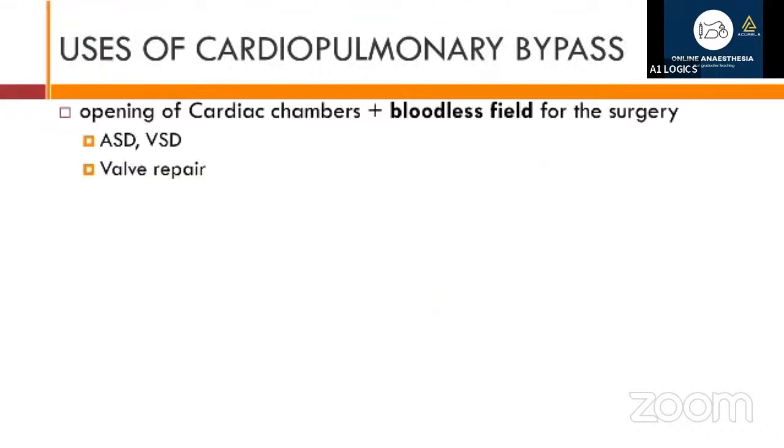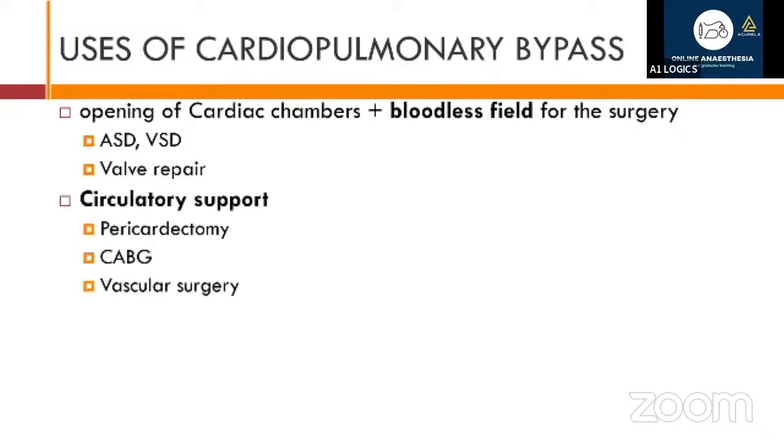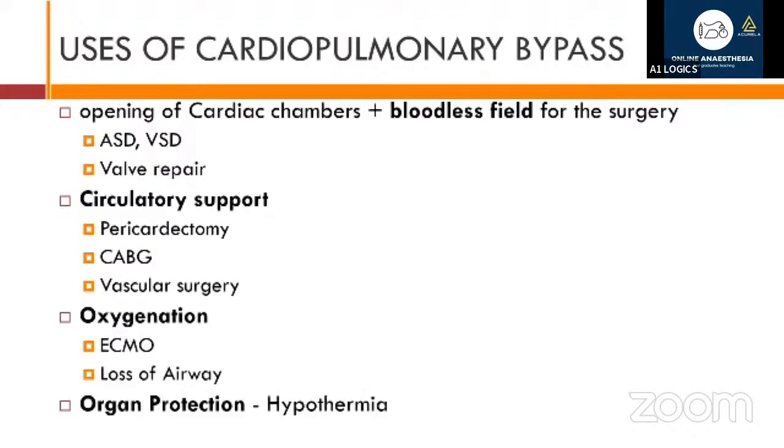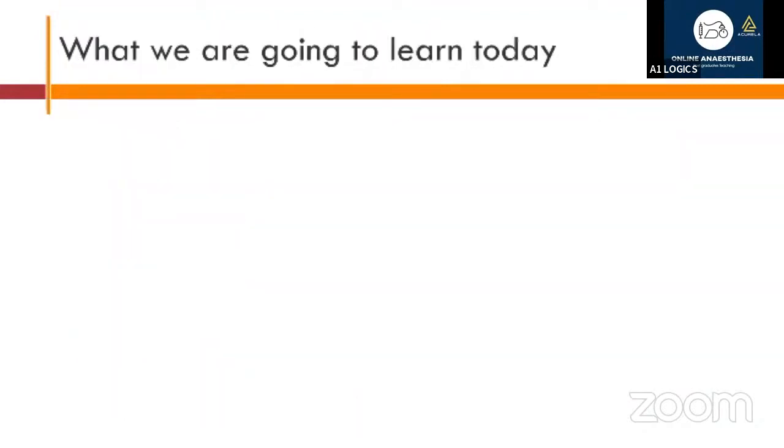That is, when you want a bloodless field as in ASD or VSD or valve repair, or you might use the CPB just for circulatory support when there is a hemodynamic disturbance, as in a case of CABG or a vascular surgery. And sometimes only for oxygenation CPB may be used, as in cases of ECMO, or sometimes even for organ protection as in hypothermia. Suppose a patient has had a cardiac arrest, you want to induce hypothermia, you can use a CPB. So these are the four uses of cardiopulmonary bypass.